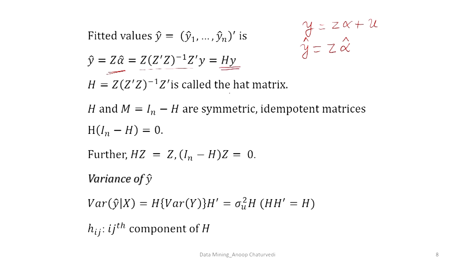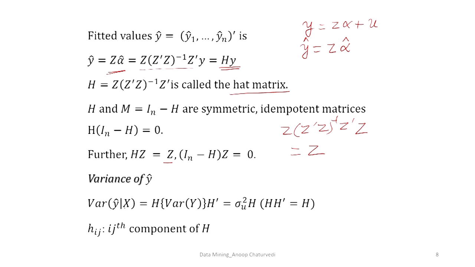Now, this h is called the hat matrix. And since m is equal to I n minus z, z transpose z inverse z transpose, you can write m equal to I n minus h. And notice that both h and m are symmetric and idempotent matrices. Further, if you take h times I n minus h, this is equal to 0, because ultimately this is equal to h minus h square, and h square is equal to h. So, you get h minus h, which is equal to 0. Further, if you post multiply h by z, then you obtain z, because h is z, z transpose z inverse z transpose, and then you are post multiplying it by z. So, you ultimately get z. And I n minus h, z is equal to 0.